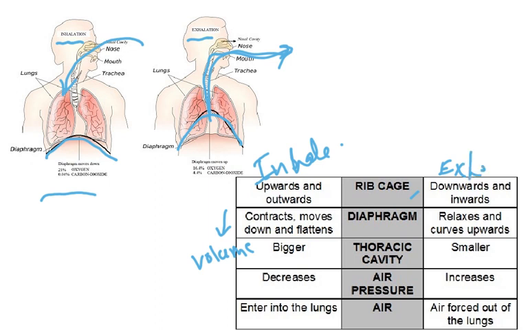Now in exhalation, we have the other way around. The rib cage goes down and inward, so the intercostal muscles contract and bring the rib cage down and inward. The diaphragm relaxes and curves upward, going back to its original position. The thoracic cavity becomes smaller in volume, so the air pressure inside increases and air is forced out of the lungs.